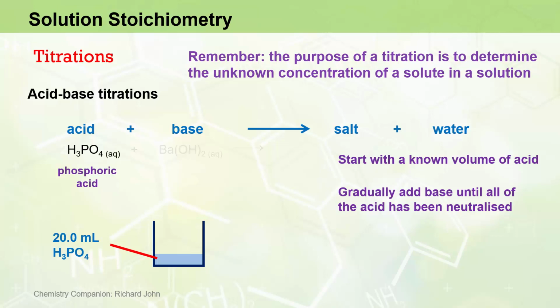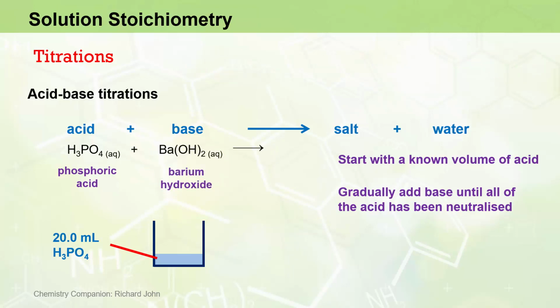So let's just say, for argument's sake, that the base we used was barium hydroxide. We would then add the barium hydroxide solution to the phosphoric acid solution until the acid was neutralized. Now it's important to note here that the solution that we add is a standard solution. We know the concentration of it accurately, and let's say, again, for argument's sake, that the concentration of the barium hydroxide solution is 0.100 molar or 0.100 moles per litre.